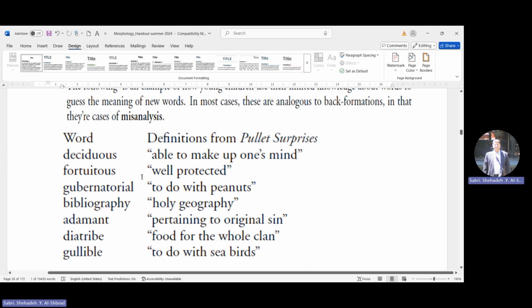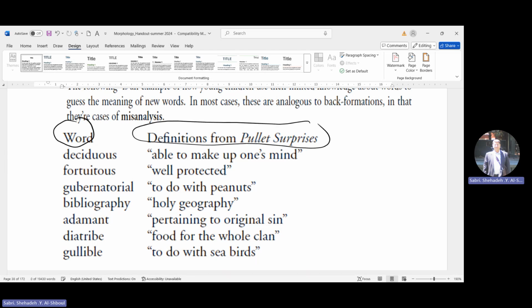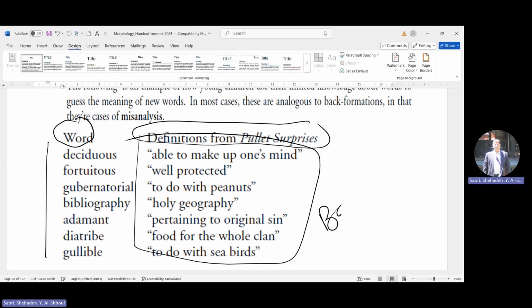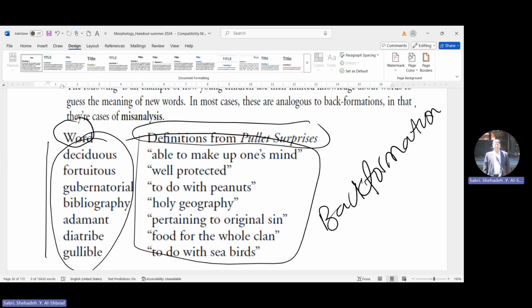Here we have a word and its definition taken from Pulitzer Prizes. We have a word and a meaning that is a result of back formation. People, by mistake, thought that the meaning is this because it relies upon the single sounds that these words have. They thought the meaning is like this because it is similar to the form and the phonemes of the original form.